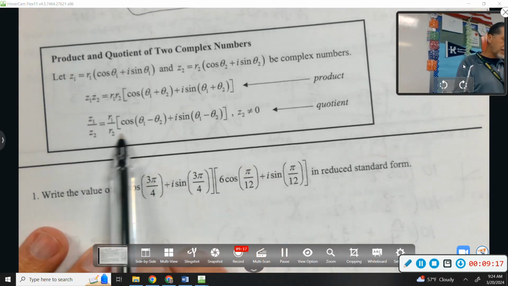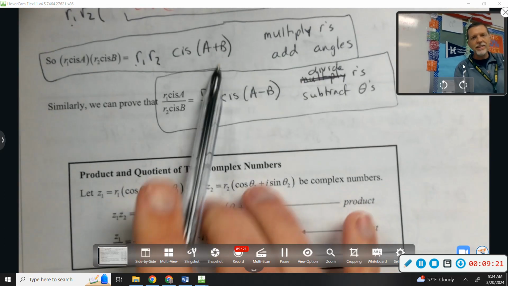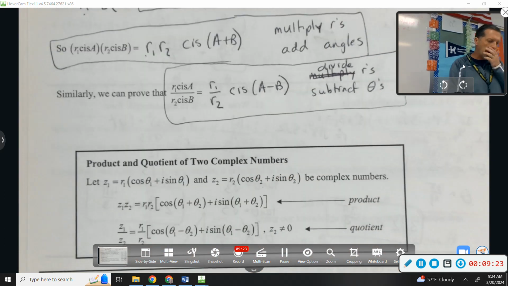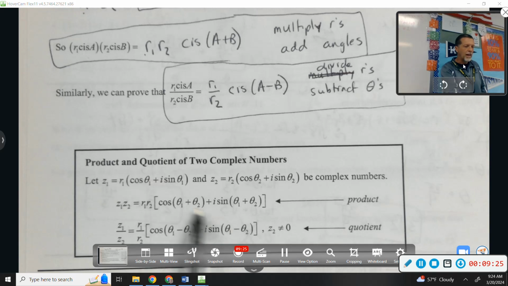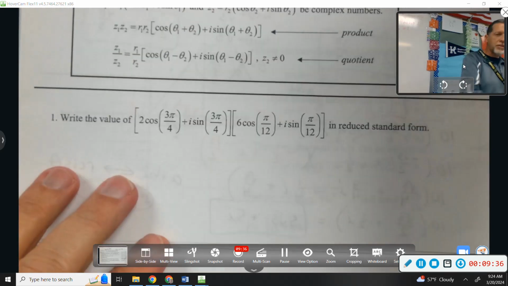This says the exact same thing that we just said. Like this box right here is exactly the same thing that we just boxed up there. So, I don't know. That looks a little more confusing to write it that way. Multiply the R's, and then treat the angles. Be careful. You either add them or subtract them. Okay, so let's do some examples of this.